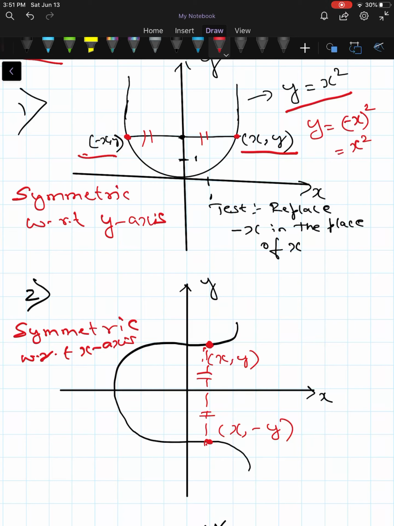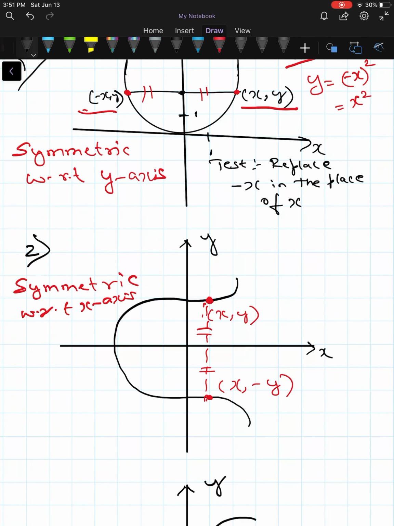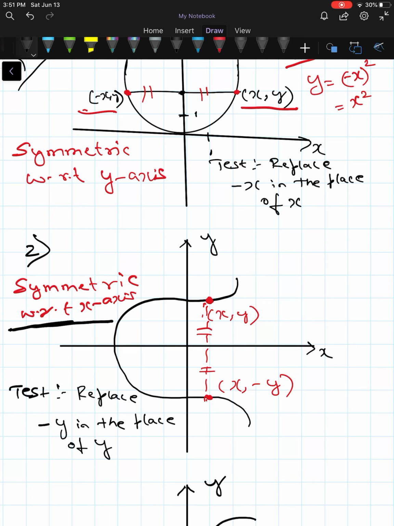So we do the opposite of the test that we learned in number 1. The test would be: replace y with negative y. If you are given an equation and you do that, and you get back the original equation, and replacing y with negative y is not making any difference to the equation, then we say that that particular graph is symmetric with respect to the x-axis.